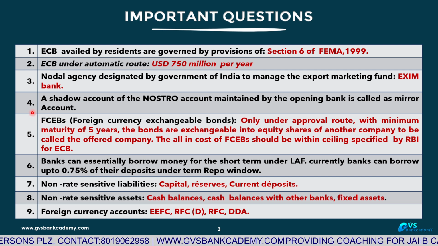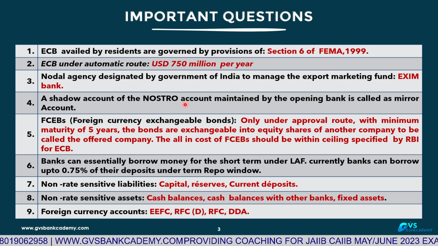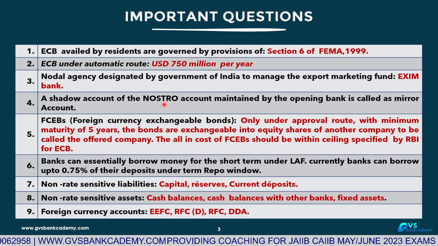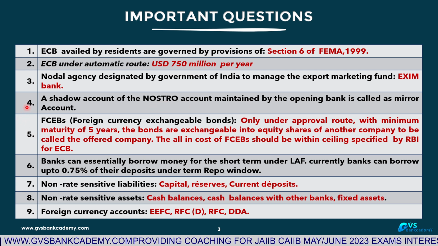Now, question number 4. A shadow account of the nostro account, a mirror account maintained by the opening bank, is called a mirror account, for reconciliation purpose. That is question number 4.